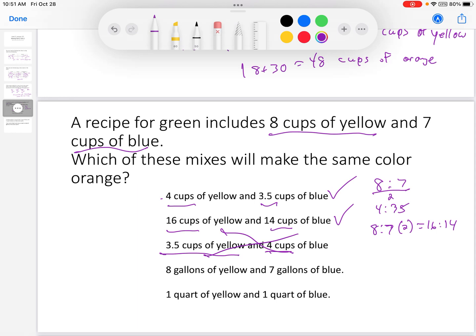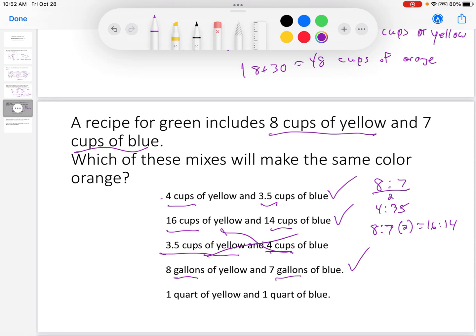8 and 7. Well, but now it's gallons. Does the unit really matter? No, as long as it's consistent. Let's see, 2 cups in a pint, 2 pints in a quart, and 4 quarts in a gallon. So there are 16 cups in a gallon. So we're essentially multiplying both numbers by 16, and we end up with 8 and 7, so that's a good one. Same ratio, different units.